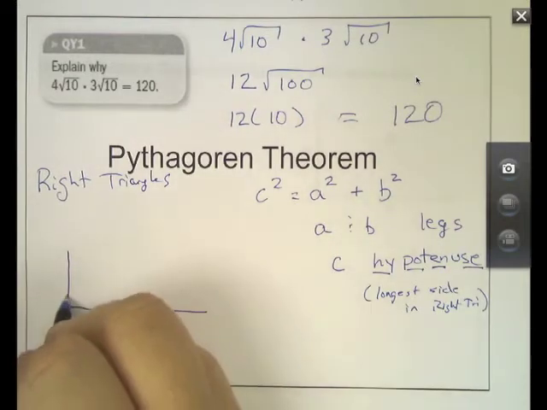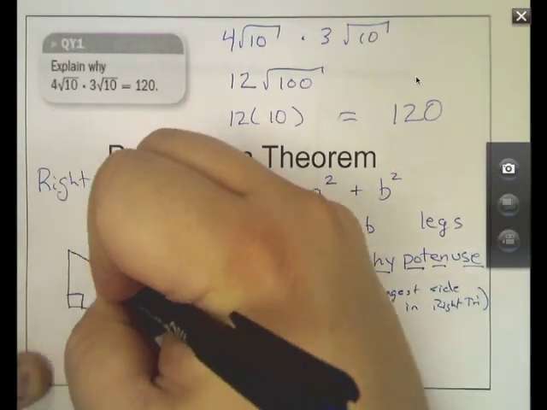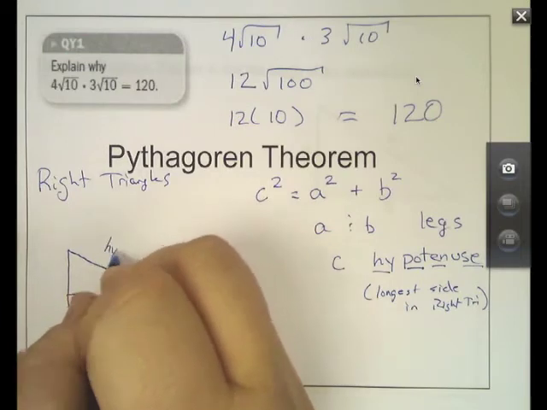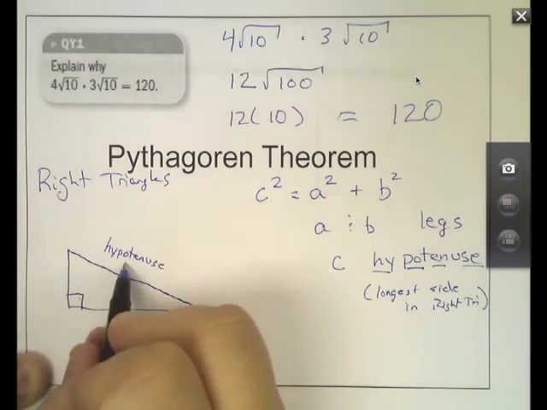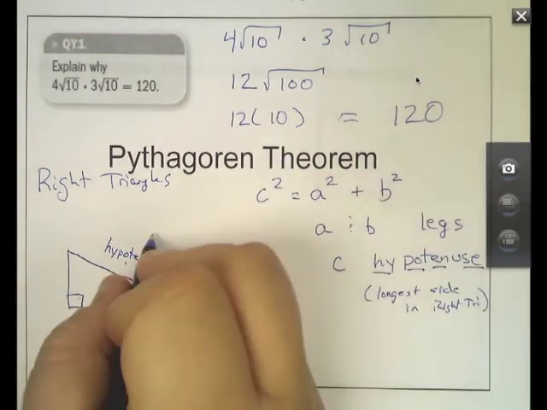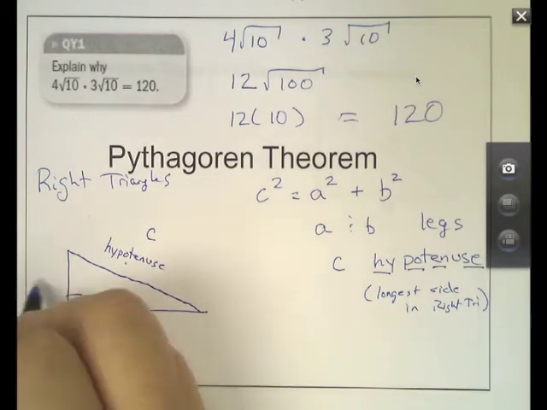Okay? As I just said, the Pythagorean theorem can only be used with right triangles. What does a right triangle look like? Well, it has two legs that form a 90-degree angle. And it has a side opposite of that 90-degree angle, which is called the hypotenuse. Side opposite of 90 degrees is the hypotenuse.